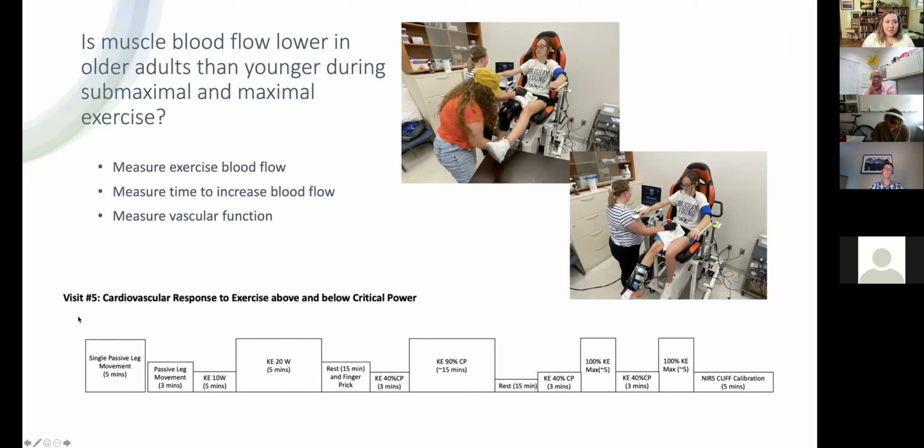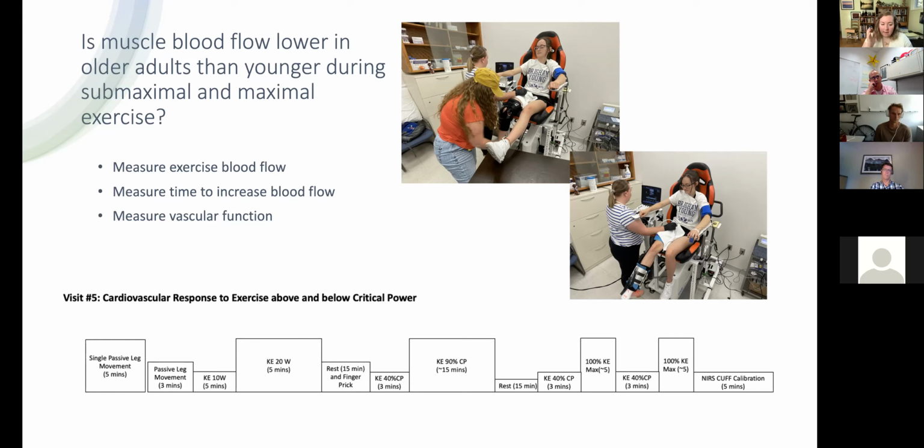Okay, so then to answer my second question, is muscle blood flow lower in older adults than younger during submaximal and maximal exercise? We are going to first perform single PLM on our subjects at the very beginning of visit 5. So just to remind you of what that is, I have a picture of it up here on the top. So we will have the subject do that, and then we will hook the subject into our knee extension machine, and we will have a researcher move their leg for them in the machine for 3 minutes.